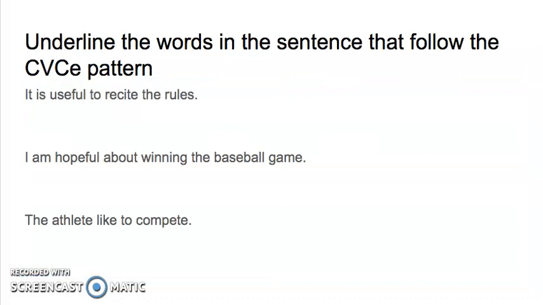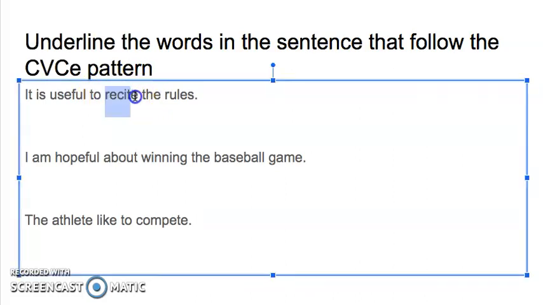Now we're going to read the words in the sentence below and underline the ones that have the CVCE pattern. So it is useful to recite the rules. Now useful, the E does make the U say its name, but we don't have that first consonant before it, so we will not underline useful. Recite, however, that E at the end makes the I say its name, so we will underline it. And rules. The E does not make the U say its name. We do not need to underline it. Okay, so only one word in that first sentence needs to be underlined.